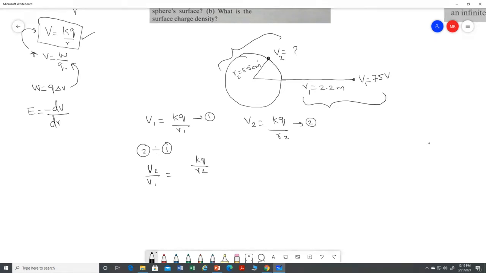KQ over R2 divided by KQ over R1. If you expand this equation, what you'll get? This becomes KQ over R2 multiplied by R1 divided by KQ. Am I right? Yes, you are. So this KQ gets cancelled. So on the left-hand side I have V2 over V1, which is equal to R1 over R2.